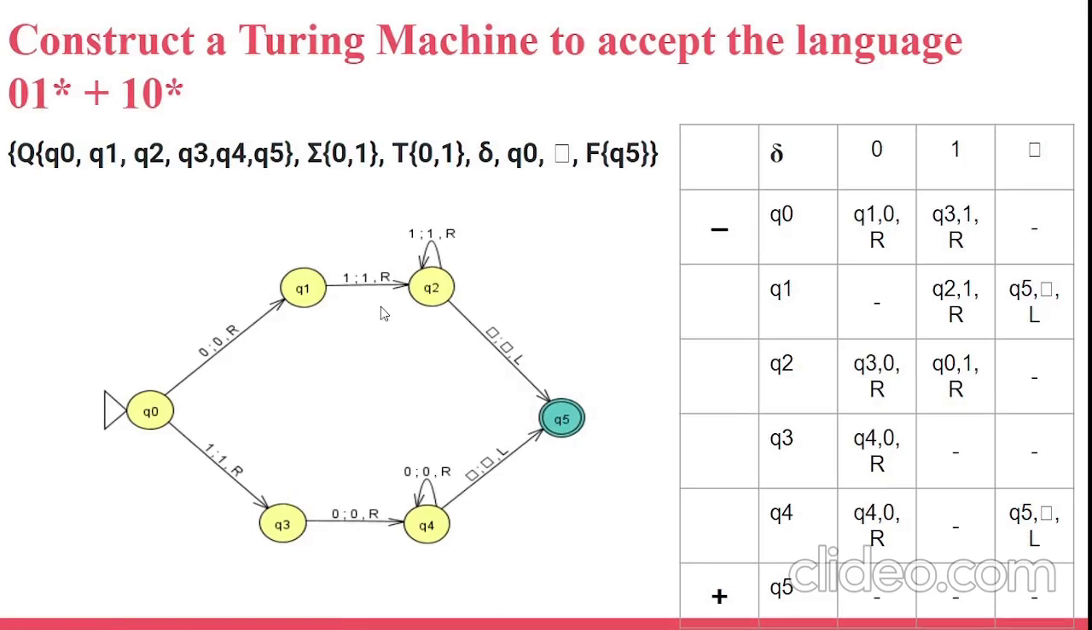In the next question, we have to construct a Turing machine to accept the language 0 1 star plus 1 0 star. For this, I have created a Turing machine. I have also simulated it in JFLAP. Let me show you the JFLAP screen to explain more about it.